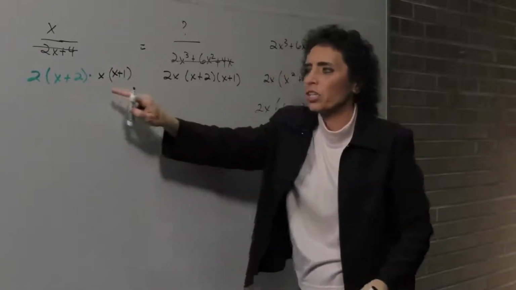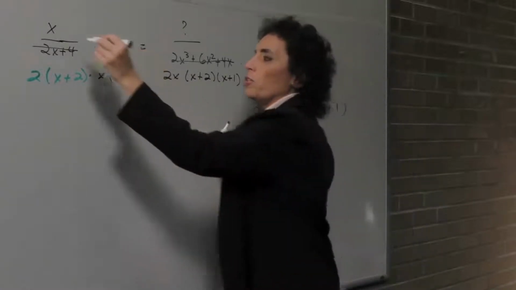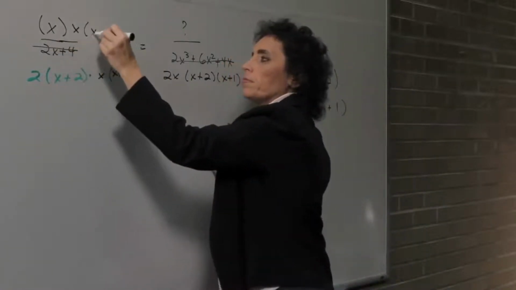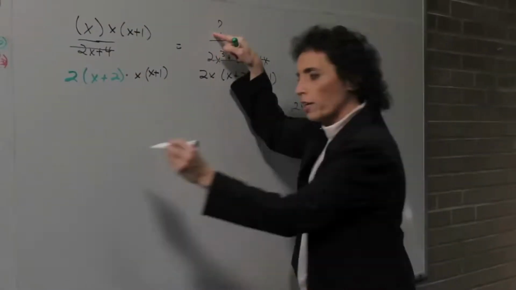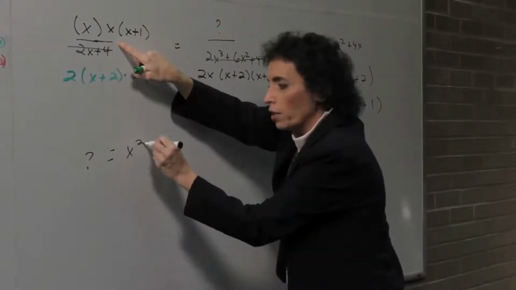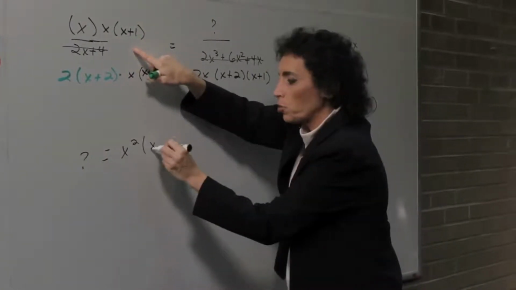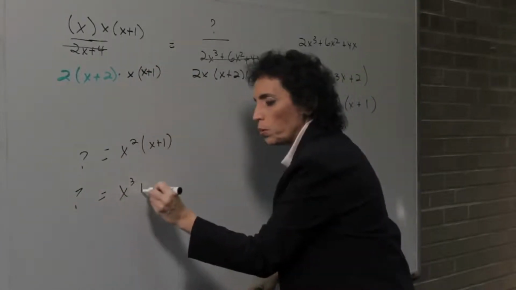So that's what's missing from this denominator to look like this denominator. Whatever you do to the bottom, you do to the top. And that's what your question mark is equal to. Okay, so the question mark is actually x times x, or x squared, times the quantity x plus 1. If we simplify that, we get x cubed plus x squared.